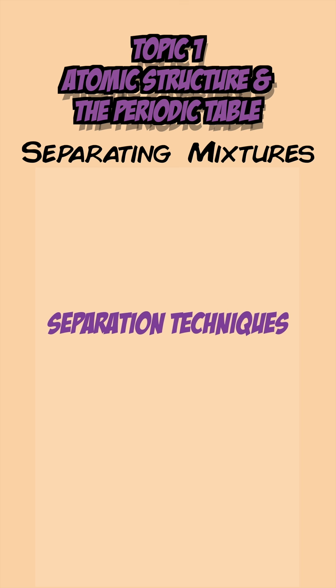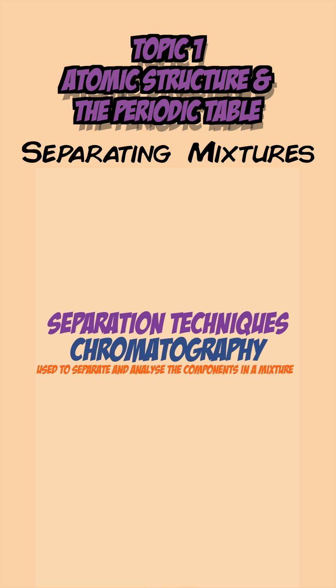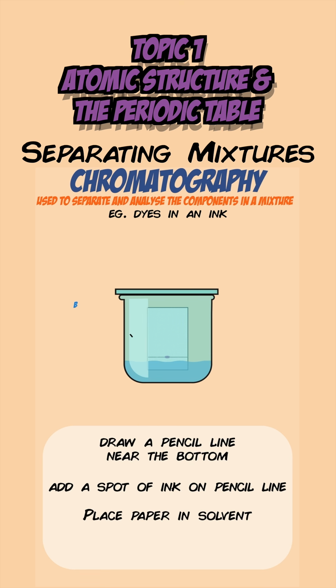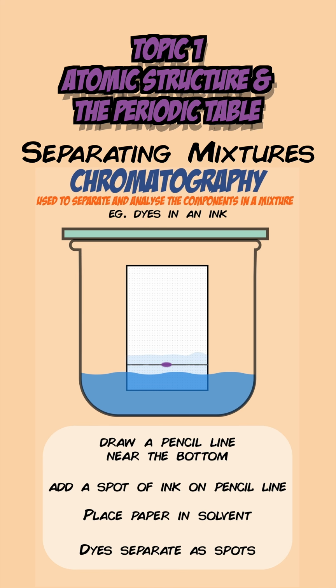The final example is chromatography, which is used to separate and analyze the components in mixtures like dyes in an ink. You start off by drawing a pencil line near the bottom of a piece of filter paper and place a spot of ink on it. Then you place the paper in a beaker of a solvent such as water. The water will rise and separate out the dyes in the ink based on how soluble they are. These form spots on the paper which can be analysed.